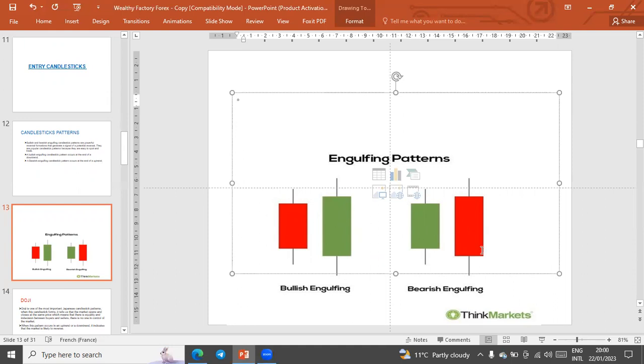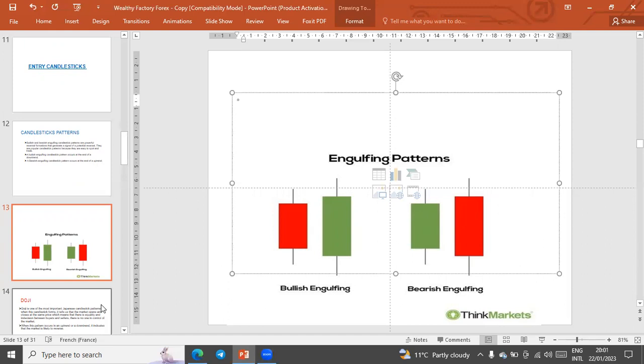Same applies to here. This is the bearish engulfing. We have a bearish engulfing the bullish, meaning that the market was going up. Then when we have a bearish engulfing pattern, we expect the market to start going down. And these are applied only at a certain level, right?